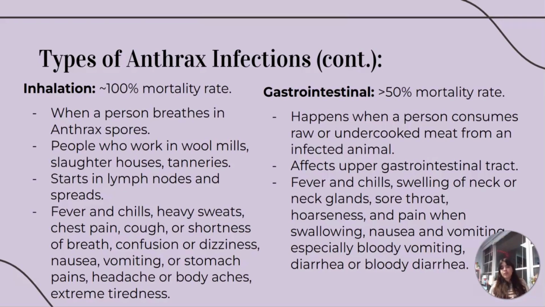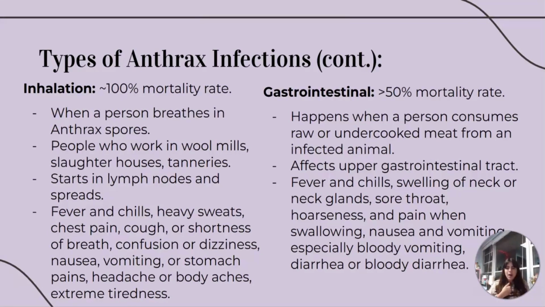There's also gastrointestinal anthrax, which has an over 50% mortality rate, and it happens when a person consumes raw or undercooked meat from an infected animal. And this would happen most likely, or has happened most likely, to people who work on farms and who eat their own animals, and they don't know that the animal is infected with anthrax. They'll undercook the meat and get gastrointestinal anthrax.